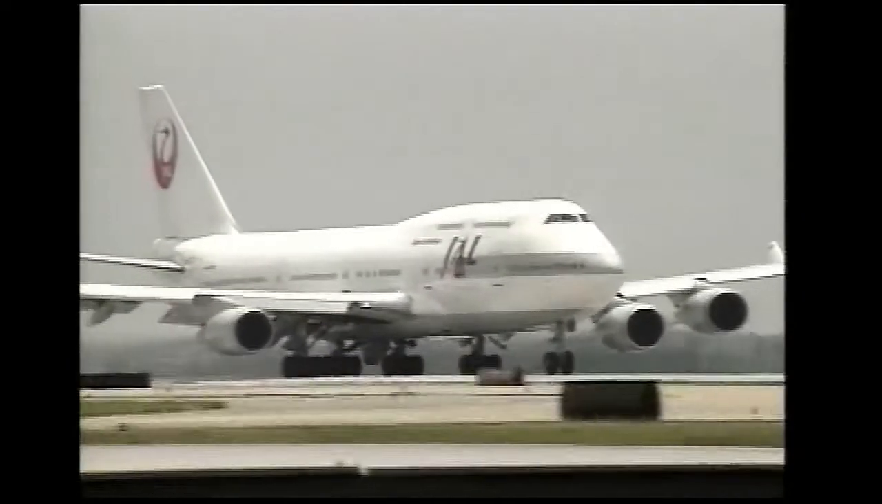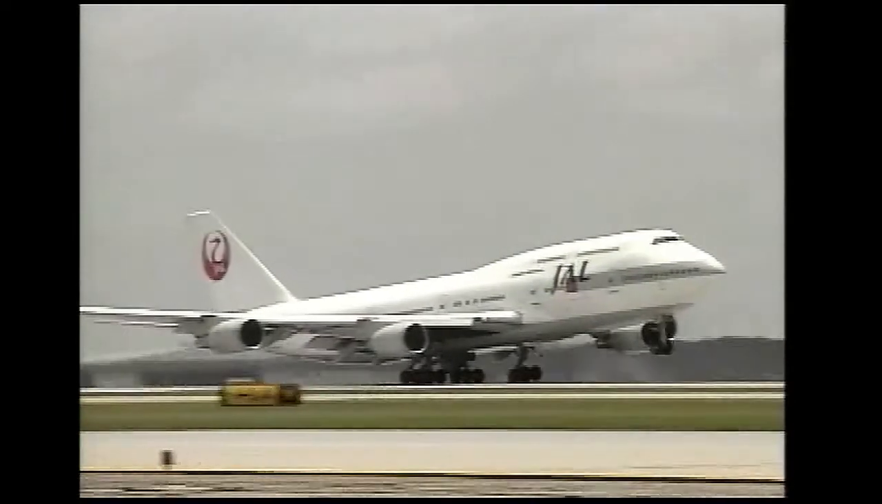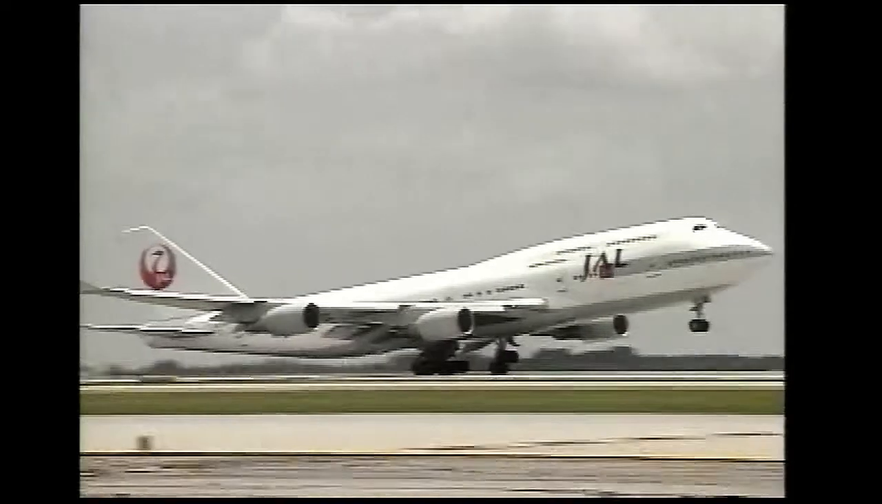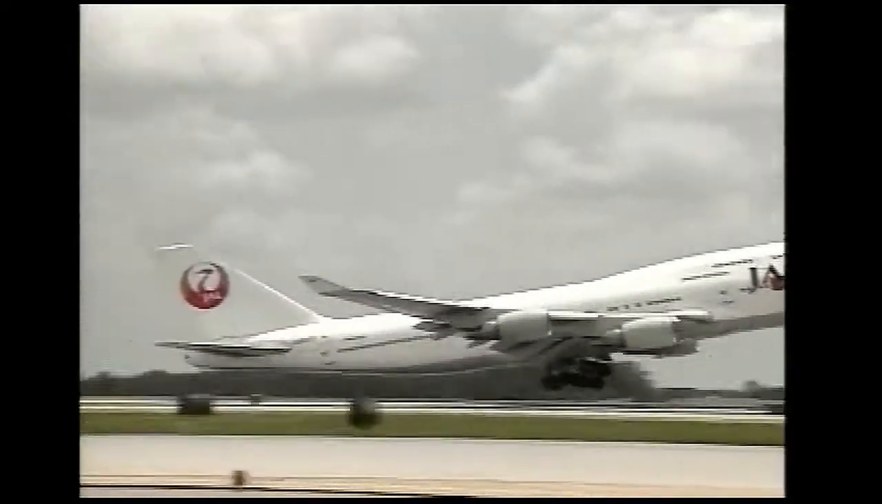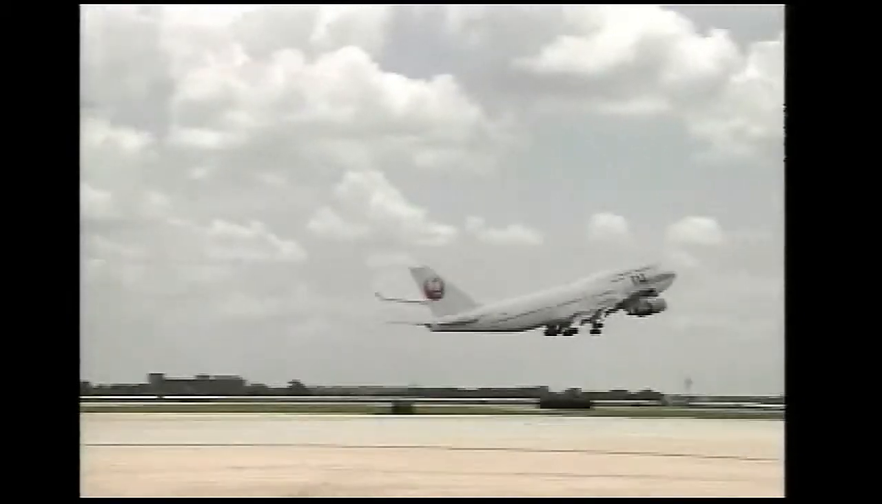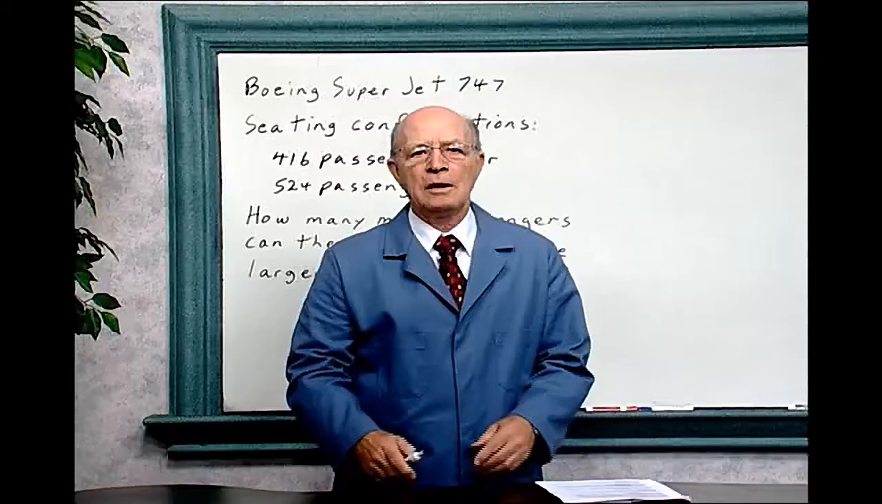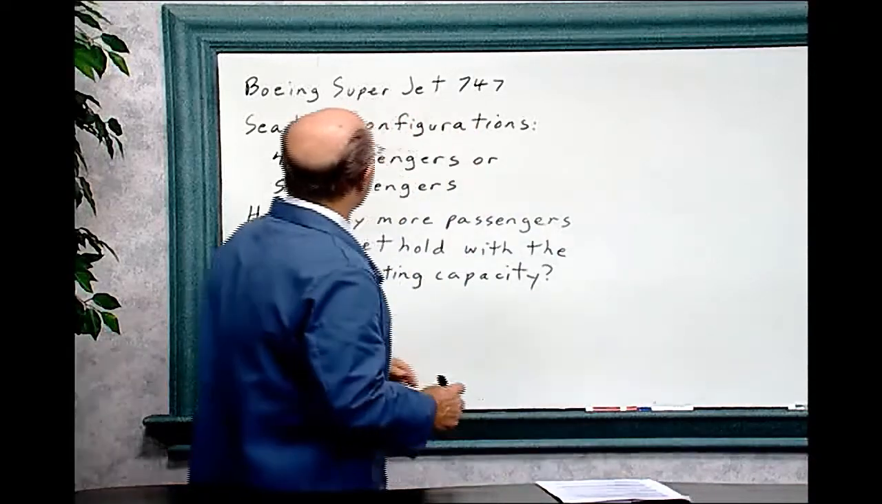The Boeing Superjet 747 can have one configuration seating 416 passengers or one seating 524 passengers. How many more passengers can the jet hold with the largest seating capacity? Let's look at this problem.